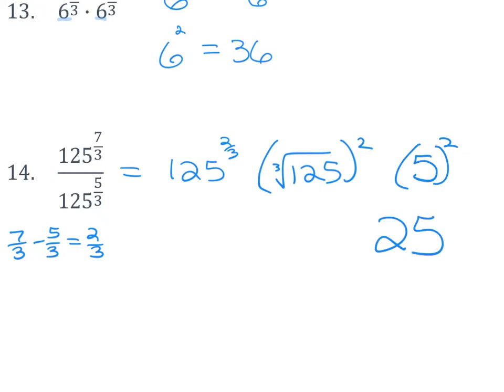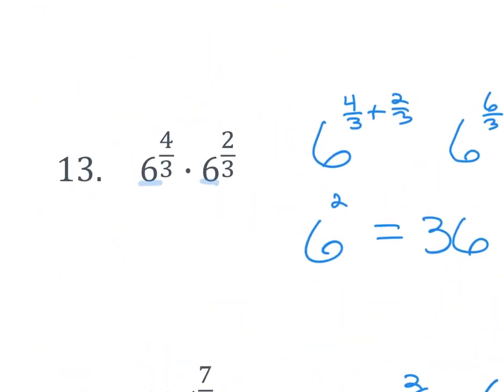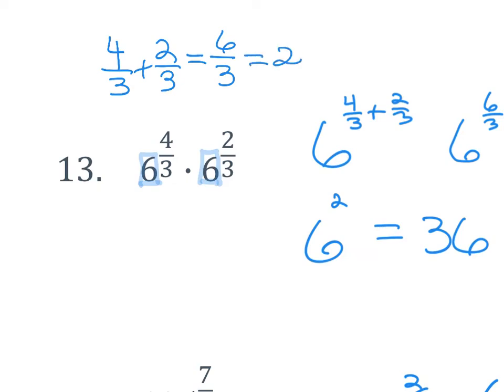Okay, so for number 13 again, when we multiply numbers that have the same base, we take their exponents and add them. So I'm going to add 4/3 plus 2/3. When you add fractions, you keep the denominator the same and add the numerators. I now can divide 6 by 3 and get 2. So now this problem will become 6 to the second power, which equals 36.